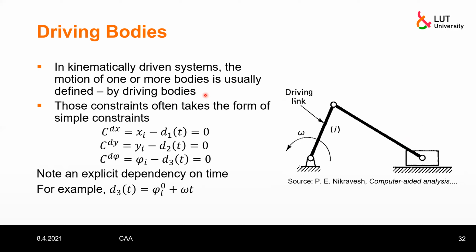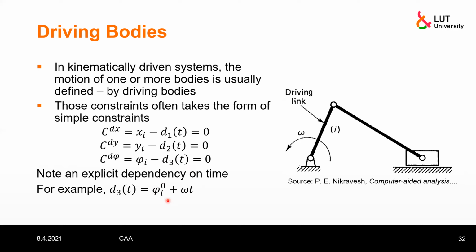So these are so-called driving bodies, because their motion depends explicitly on time. If we use the same form as simple constraints, this is the simplest way, because we can use a different form, but this is a very simple way to describe it. Then we can enforce that the motion of our coordinate x, y, or phi directly depends on time. For example, here we can write that the angle of rotation of this driving link I has some form of function of time and can take this form.